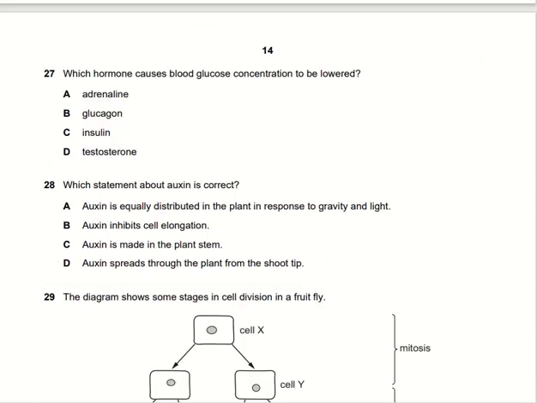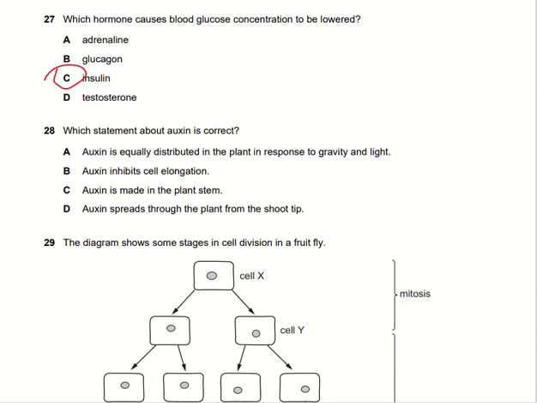Which hormone causes the blood glucose concentration to be lowered? As we all know, insulin hormone is related to controlling the blood glucose level, so option C is the right answer.